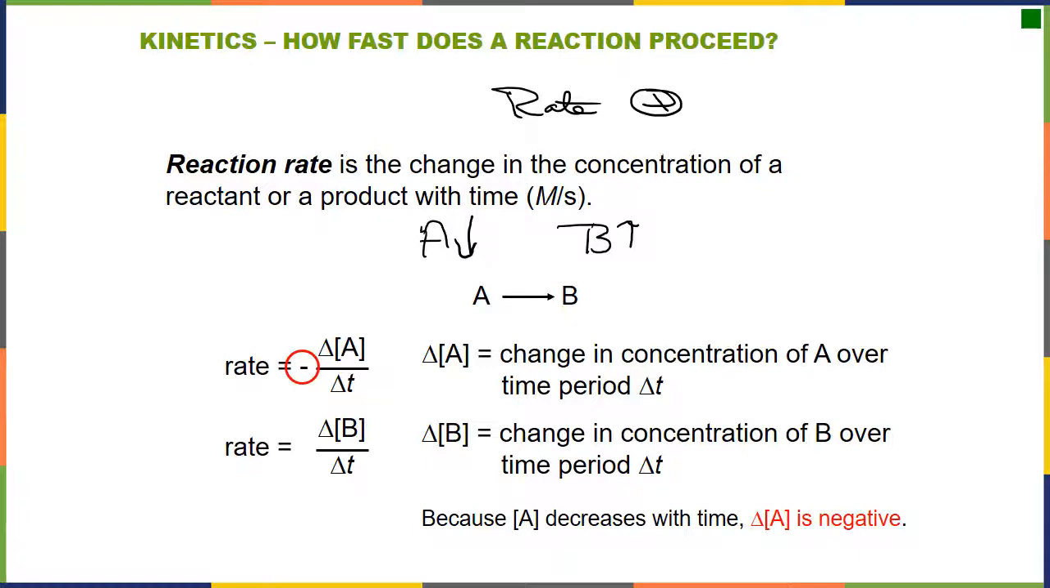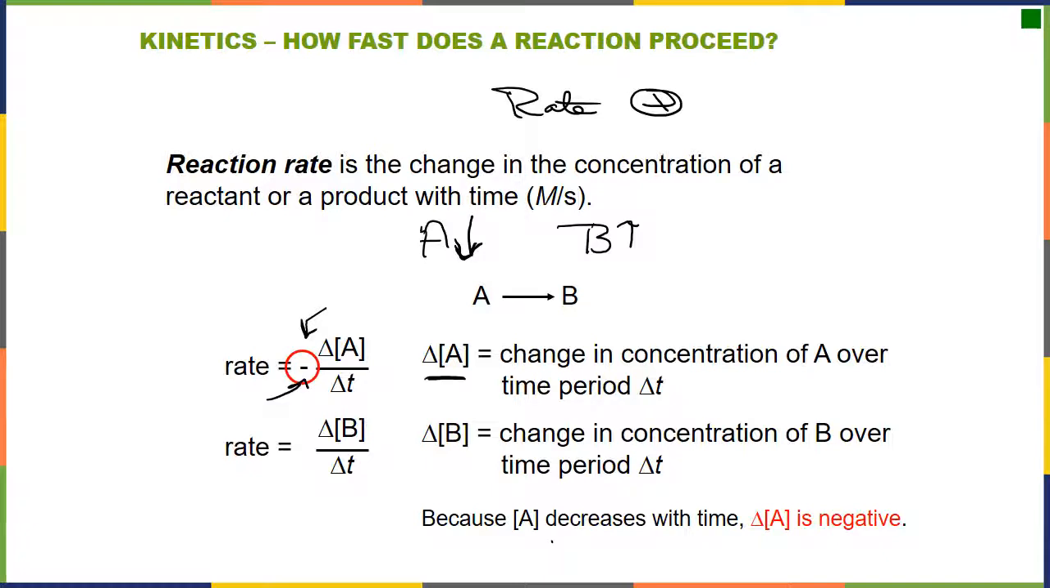So to deal with this, we're going to take the change in concentration of a reactant, which here is A, and we're going to change the sign. Because A is going down, if we change the sign, it's going to become positive. So when we have A going into B, we're always going to put a nice negative sign in front of our reactants to make our value positive. The B is already positive, so we don't change the sign.